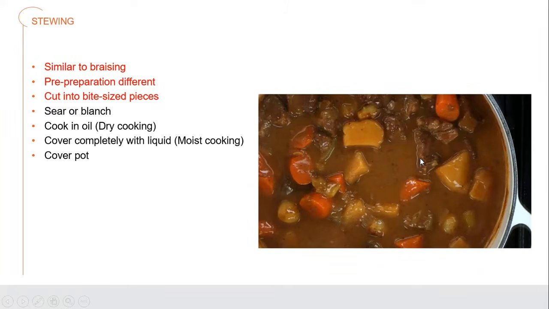So stewing, very, very similar to braising, but as you can see in the photograph here, we're doing small bite-sized pieces of everything, all around the same size so that they cook simultaneously together. You want to sear it again, just like we would with the larger pieces, or possibly blanch, depending on exactly what the items are. That's where you're cooking them in oil, the dry cooking method, and then we're going to cover it completely with a liquid of some sort, whether it's stock, wine, water, or a combination. That's our moist cooking method. We cover that over, we either turn the temperature down and slowly cook it on the stove top, or we put it into the oven to slow cook to finish.